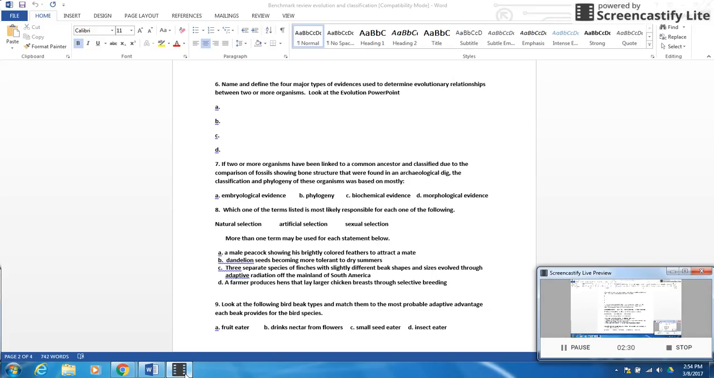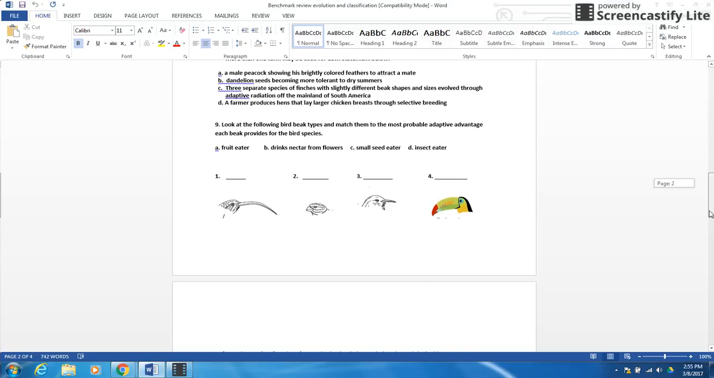A male peacock showing its brightly colored feathers would be sexual selection. A dandelion seed becoming more tolerant to dry habitat would be natural selection. 3 separate species of finches with slightly different beak shapes and sizes evolved through adaptive radiation on the mainland of South America. That's natural selection again. And then a farmer producing hens that lay chicken breasts through selective breeding is artificial selection, because I chose the traits I wanted.